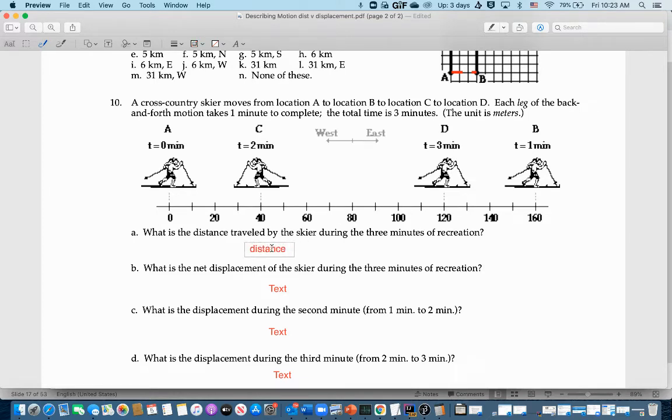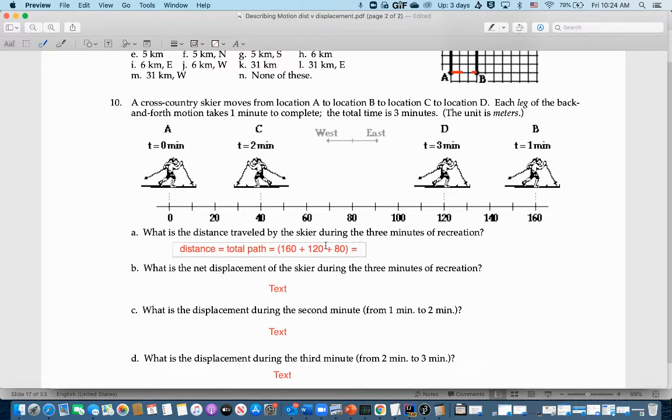Well, distance is going to be equal to the total path. Okay, so let's look at these different segments. So for the first minute, the skier goes from 0 to 160 meters. Okay, it's meters right here. So I'm going to put in 160. But then from minute 1 to 2, they go from 160 to 40. Well, what is the distance between 160 and 40? Well, that's 120 meters right there. So I'm going to put 120. And then the last one, they go from 40 to 120 here. Well, that's going to be an extra 80.